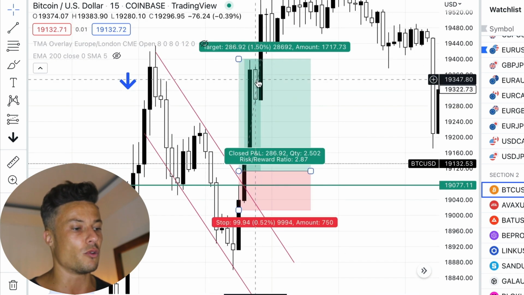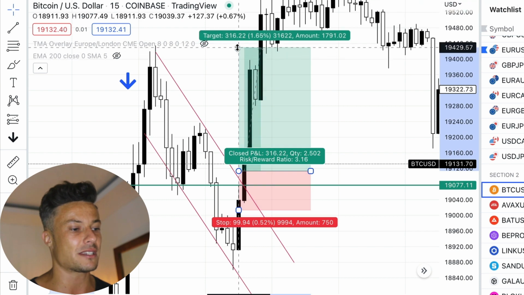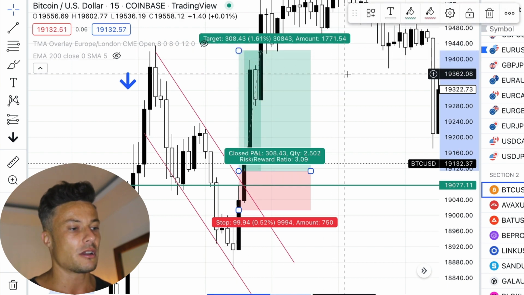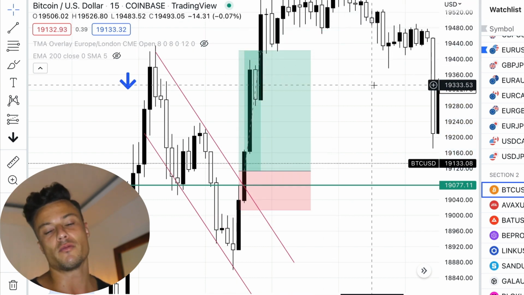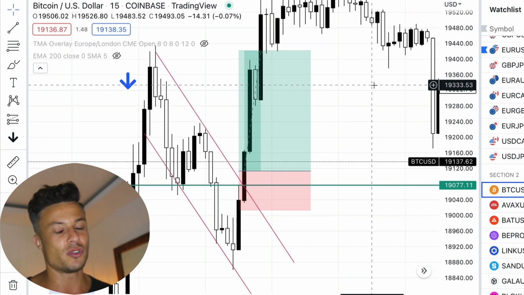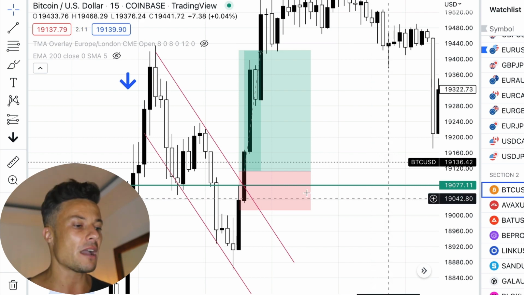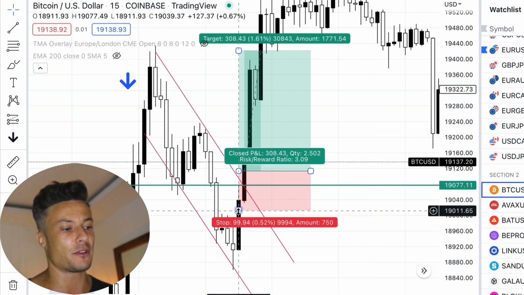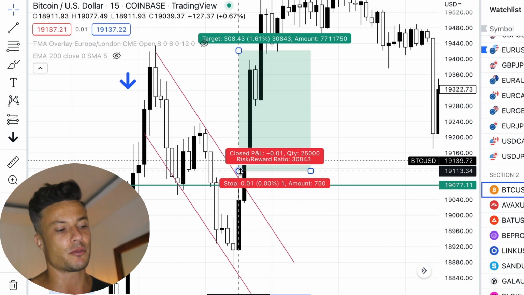Now, what I'm looking for always is a 3-to-1 risk to reward ratio. Why do I want to find a 3-to-1 risk to reward ratio? Well, it means that if I win like 50% of the time, then I'm going to be super successful in trading. And when you get around 25% into profit, you can move your stop loss to break even.